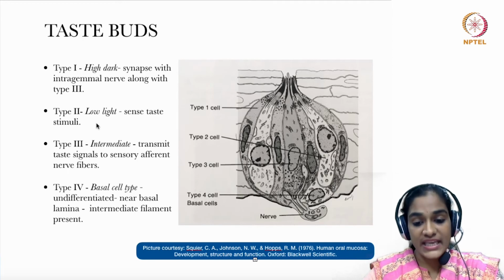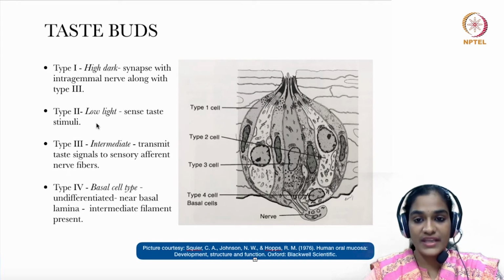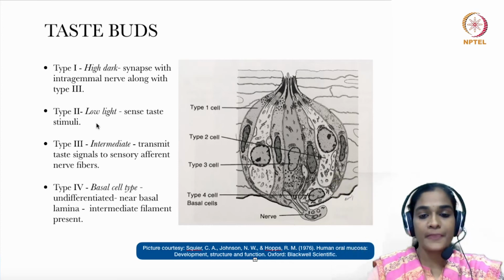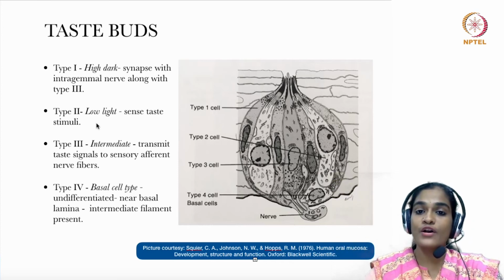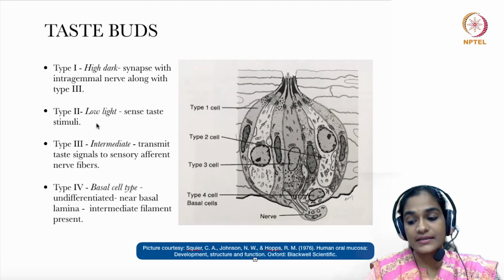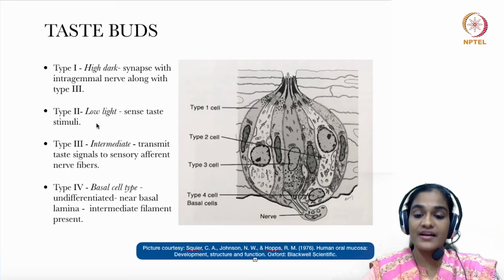The type 3 cells are those cells which express proteins associated with synapses. Thus, they are called presynaptic cells. They form synaptic junctions with the nerve. Apart from the neuronal function, the type 3 cells also have receptors for sour taste and carbonated solutions and are presumably the cells responsible for signaling these sensations.